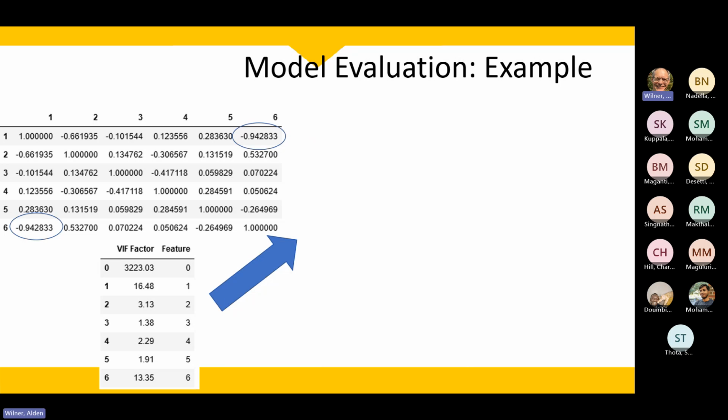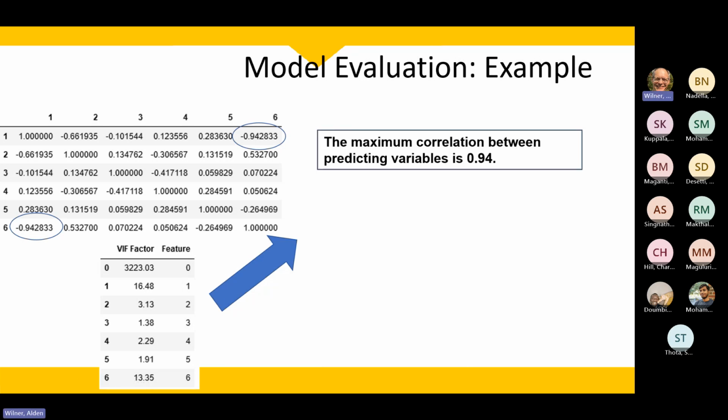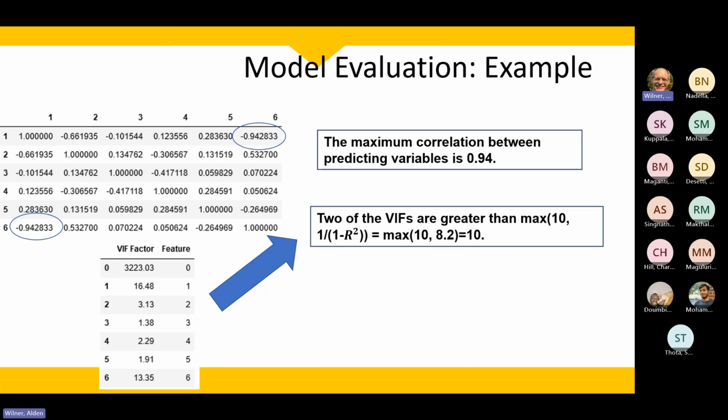So here's an example. We look at our correlation table. We see that there's a strong negative correlation between features 1 and 6. We look at our variance inflation factors. We see that the variance inflation factor for 2 of these is high; of course, term 0 is a constant. Here we've got 2 of these features, feature 1 and feature 6, the 2 that we see in our correlation table as being strongly correlated with each other.